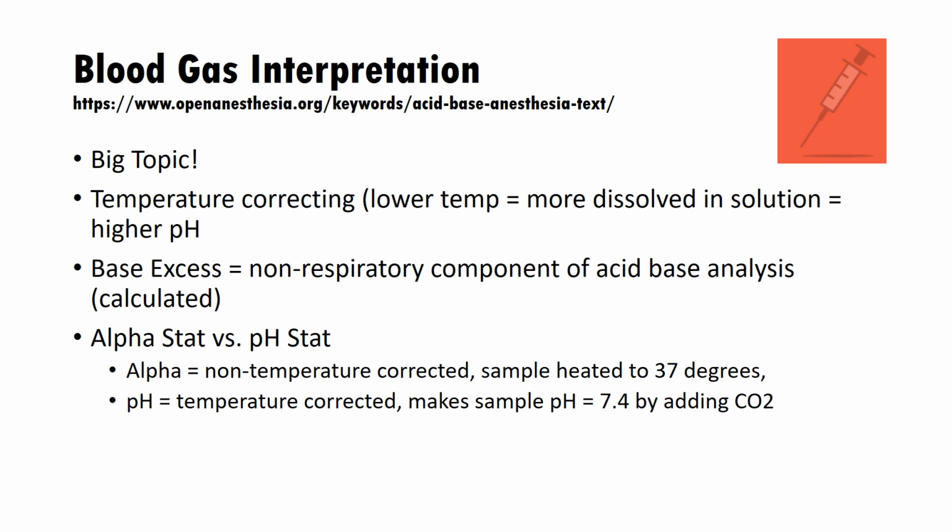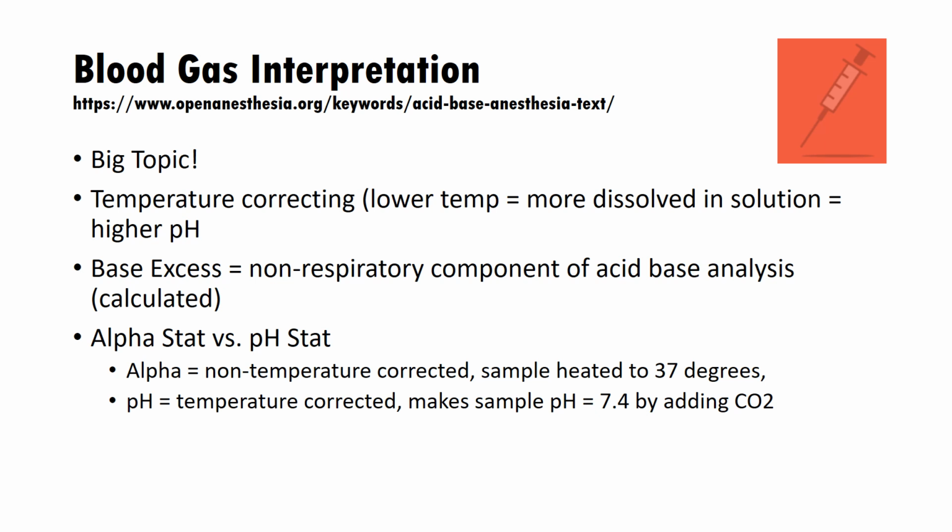All right, blood gas interpretation is the next topic that came up on the SCORE report. Again, Open Anesthesia I love. It has a really, really nice summary of acid-base interpretation of blood gases. It's a very big topic, but some commonly tested things, which I'll go over here, are the different types of analysis of blood gases.